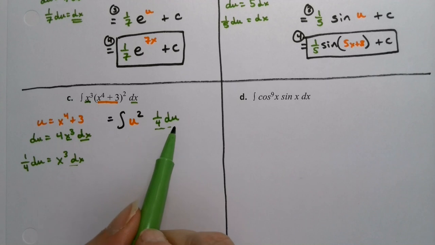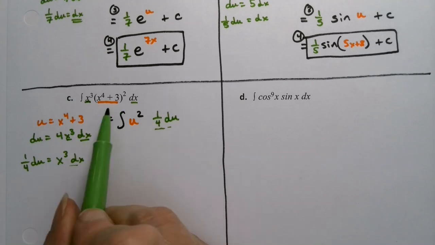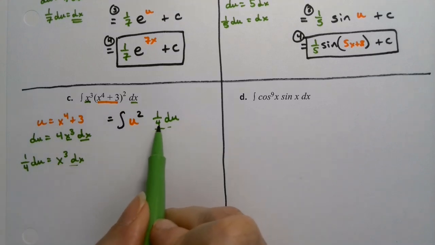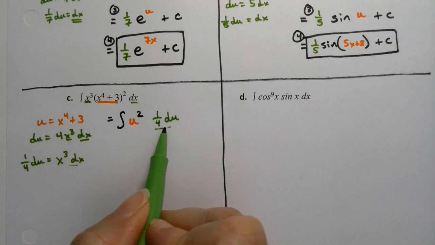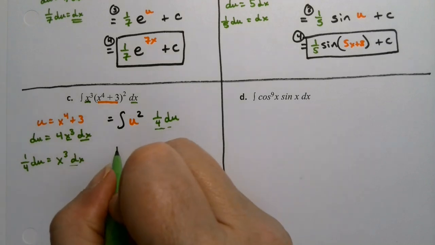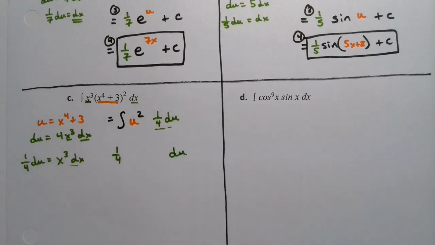Remember that when you've done your substitution, you can't have x's and u's in here. They either have to all be u's or all be x's, but you can't mix and match. Right, so it has to be that your entire x cubed and dx are covered by your 1/4 du, which they are. All right, so this would be 1/4 du, and then it'd be integral of u squared.